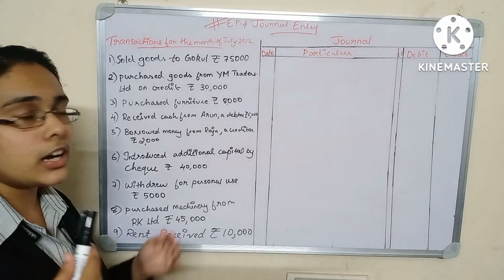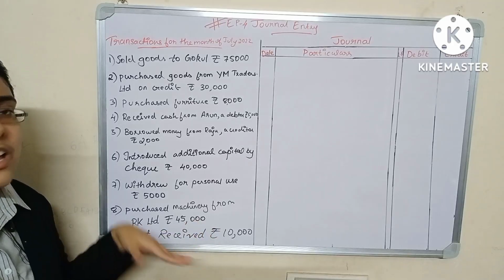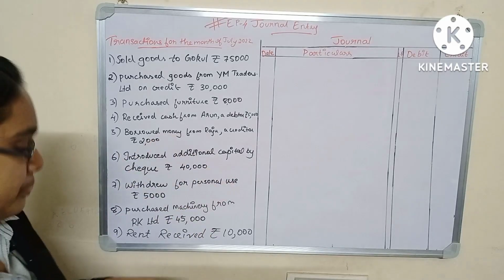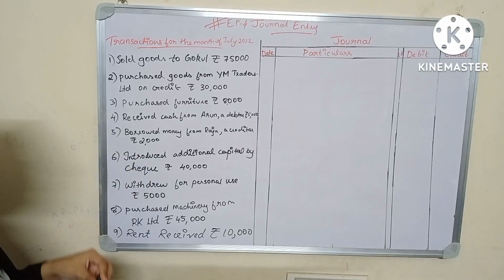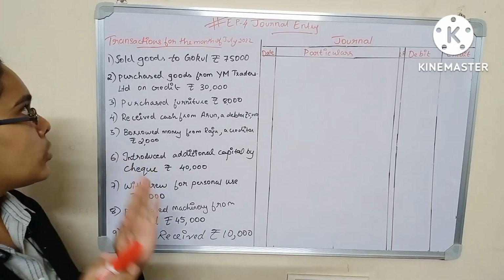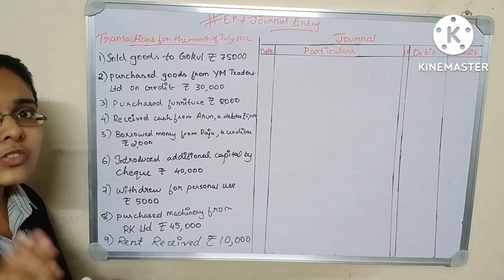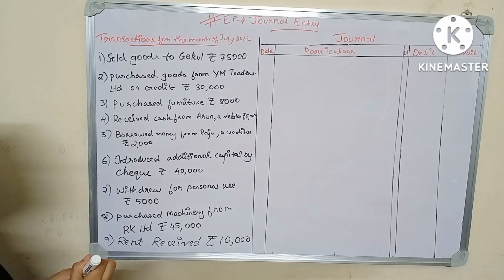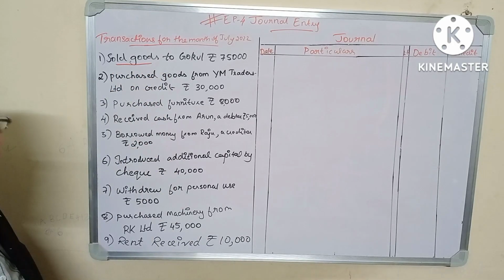Now we will be discussing the journal entries. I have selected some of the random journal entries. So let's look at them. First transaction here is sold goods to Google rupees 75,000. So here you should look carefully. Can you tell me which are the two accounts involved here? So first one, you know it's sales, sold goods. So you know it's sales.